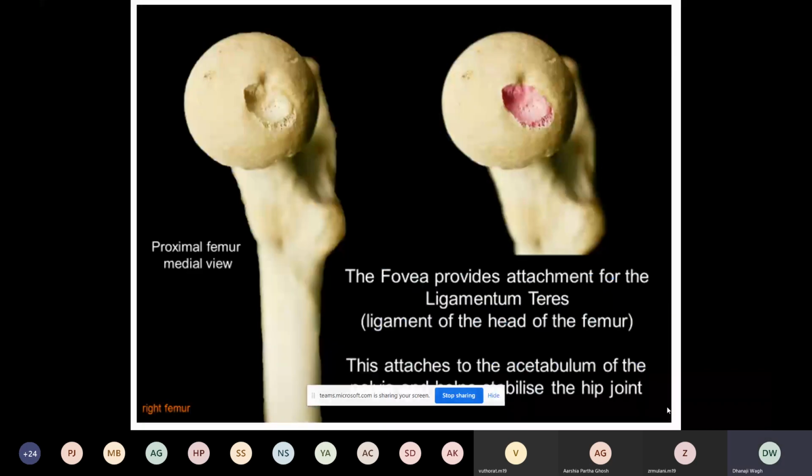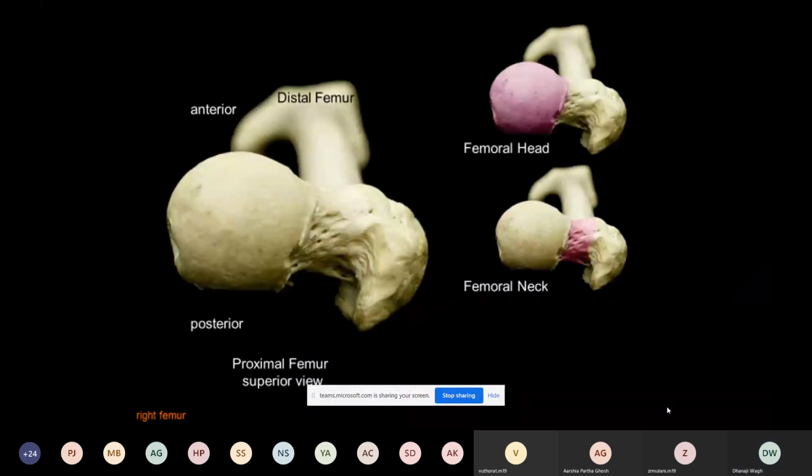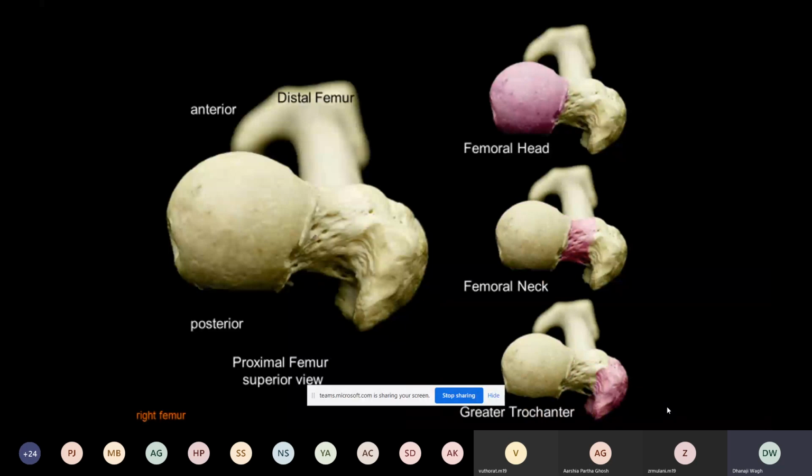Now the upper end consists of the head. The head has a smooth articular surface. Just below and behind there is a pit or depression called the fovea. Its attachment is the ligamentum teres, or ligament of the head of the femur, which is attached to the acetabulum of the hip bone. So till now we have finished the head, neck and greater trochanter. Clear? In this diagram you can identify this.